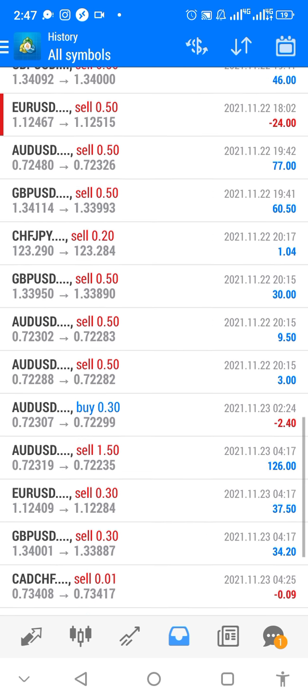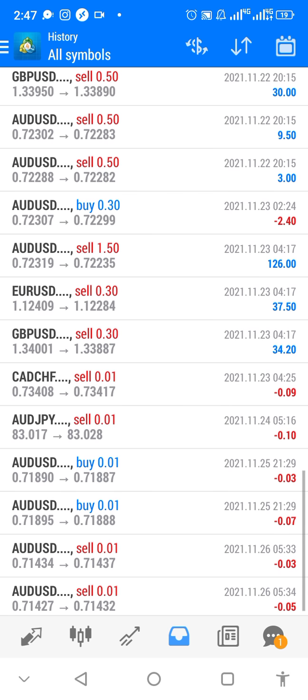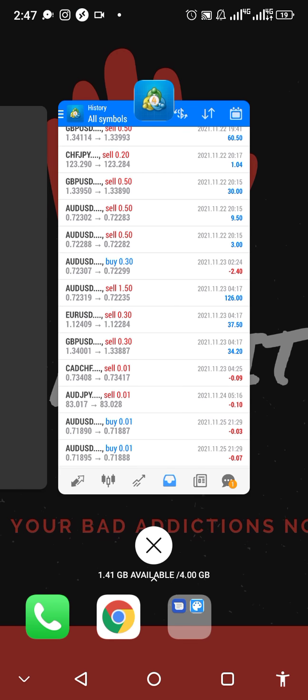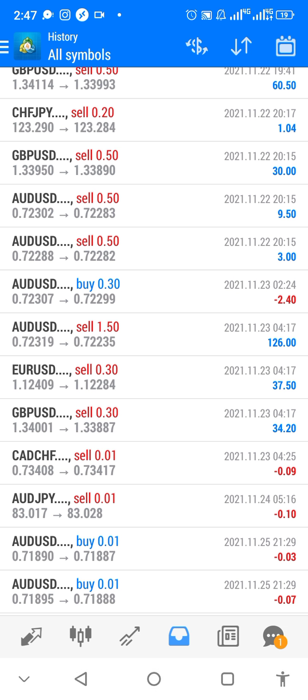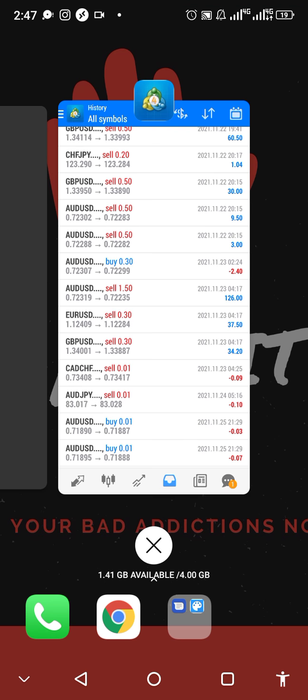My account was on $300 profit. As at that time, after these few trades I was on $360 something. So I just needed $120 to pass the test, something like that.